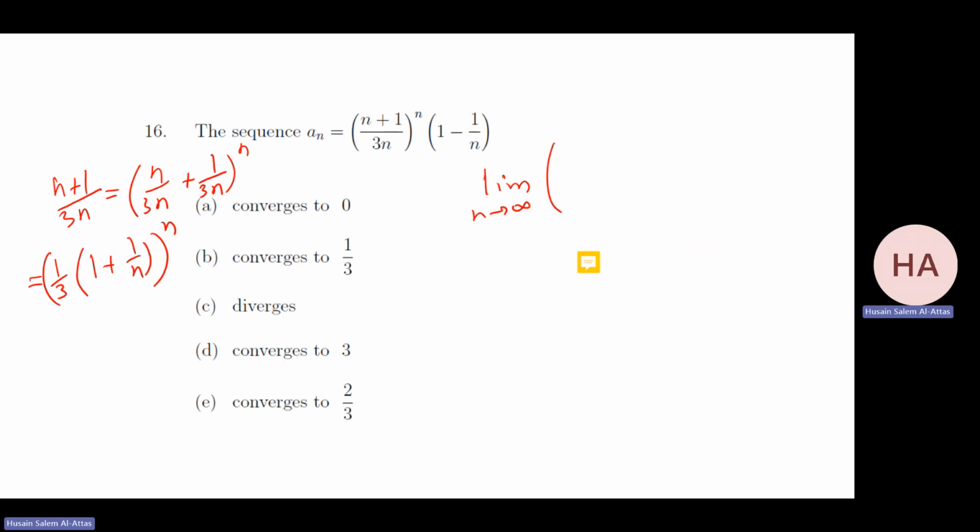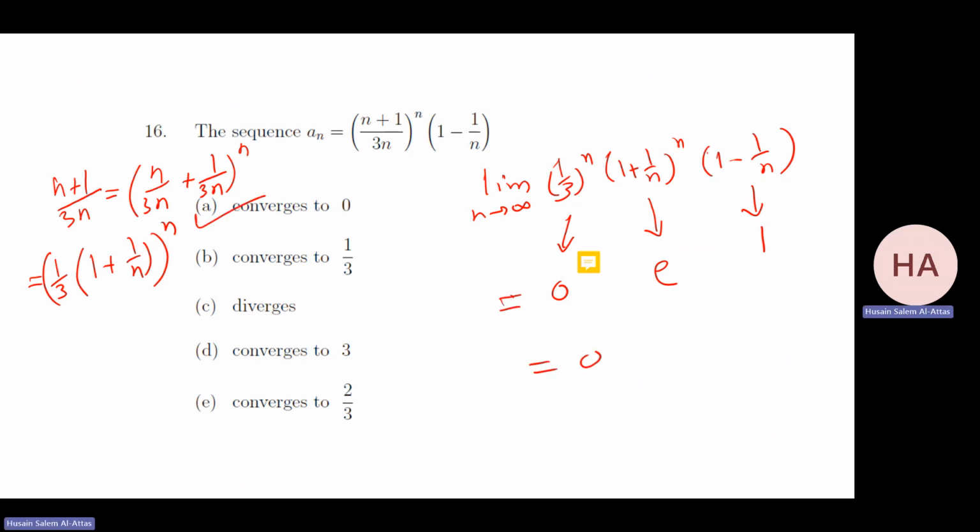So this will be 1 over 3. Let me do it easily. That will be 1 over 3 to the power n, times 1 plus 1 over n to the power n, times 1 minus 1 over n. This, I think, goes to infinity. This goes to 0, this goes to e, and this goes to 1. So the answer is 0. It converges to 0.